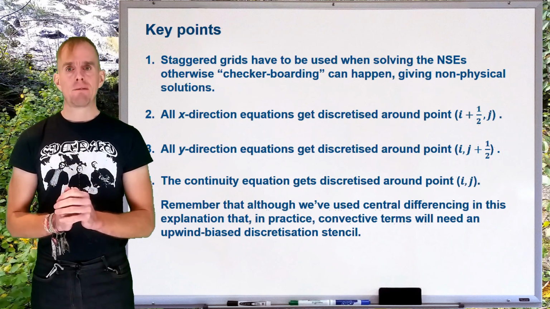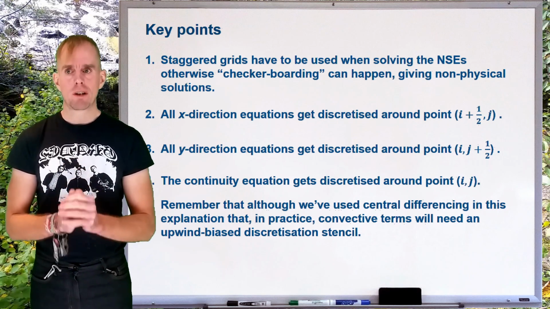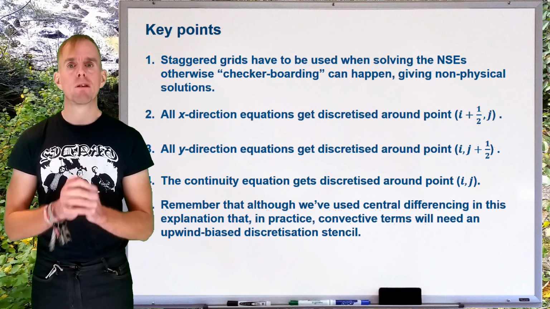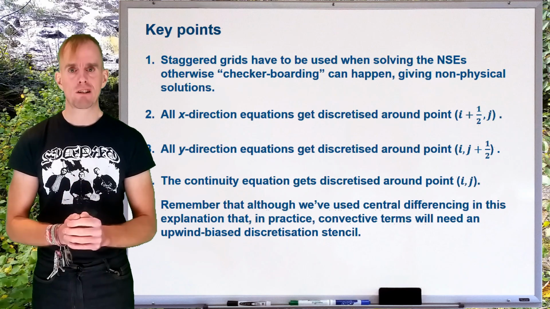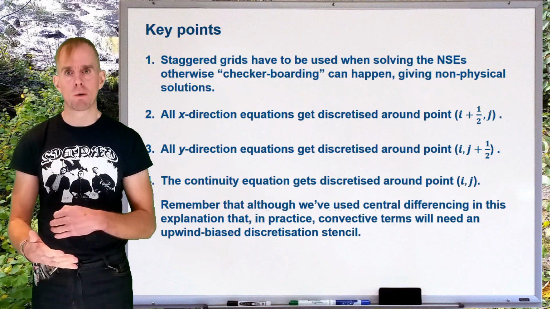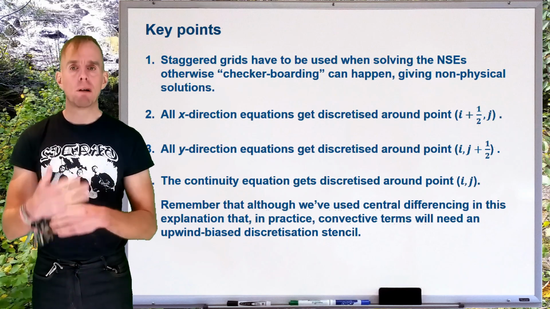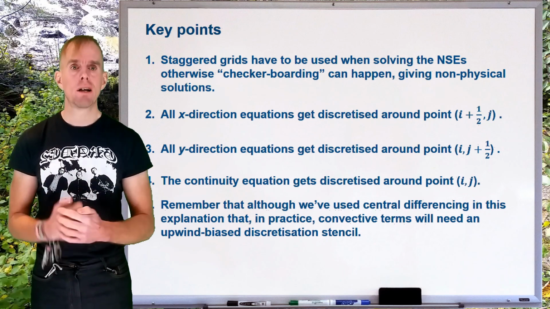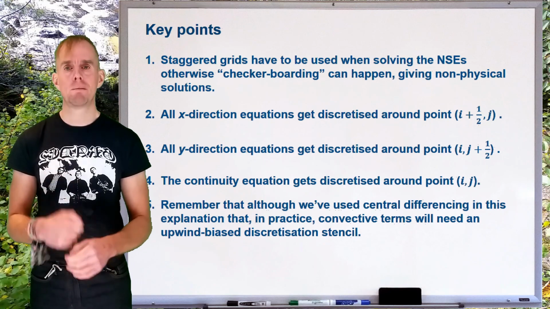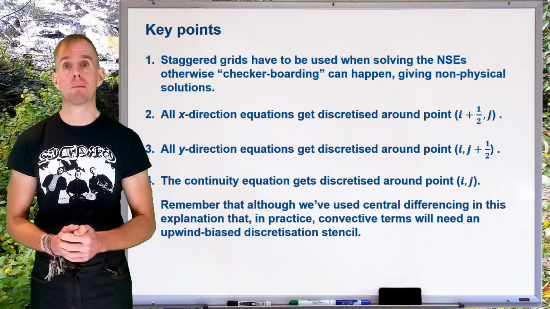Just a reminder of the caveat, all through this lecture we use centre differencing for means of a clear explanation, but please don't forget the fact that convective terms would need higher order upwind differencing, and we also used first order time differencing again for clarity of explanation, but in reality don't forget that you'd be using fourth or fifth order Runge-Kutta based approaches.